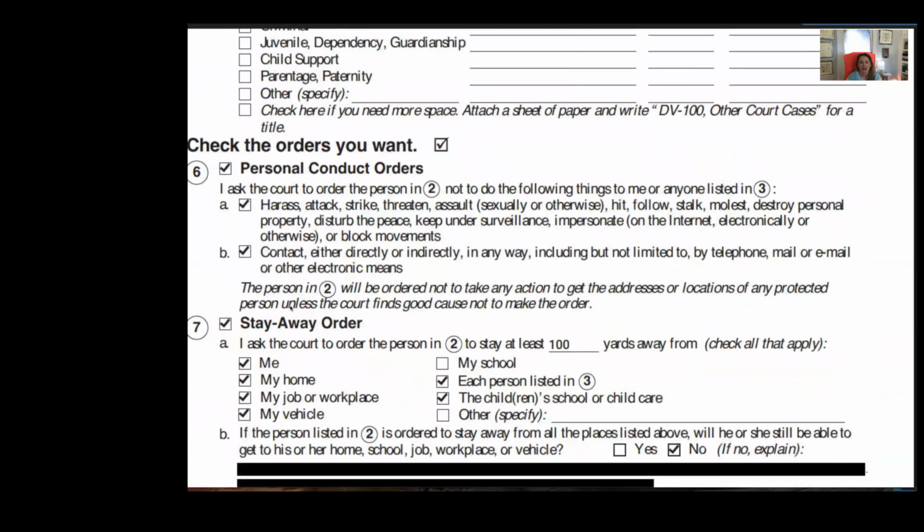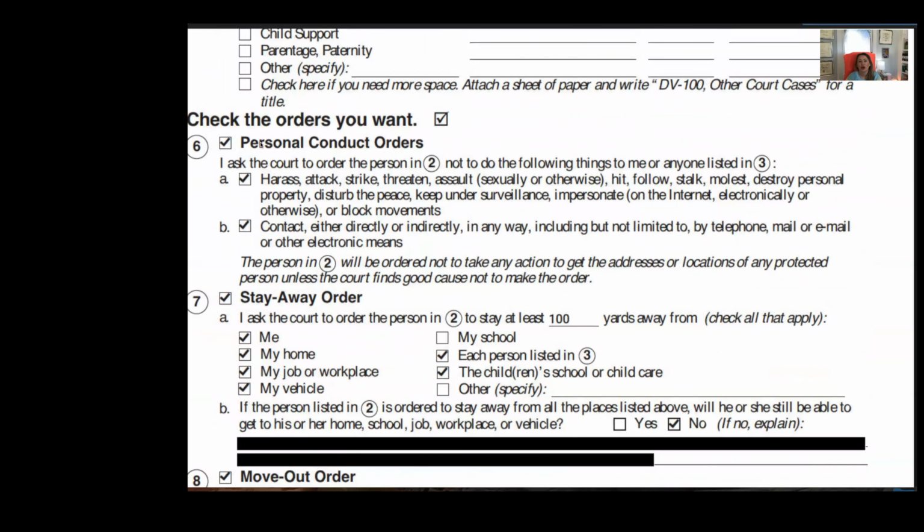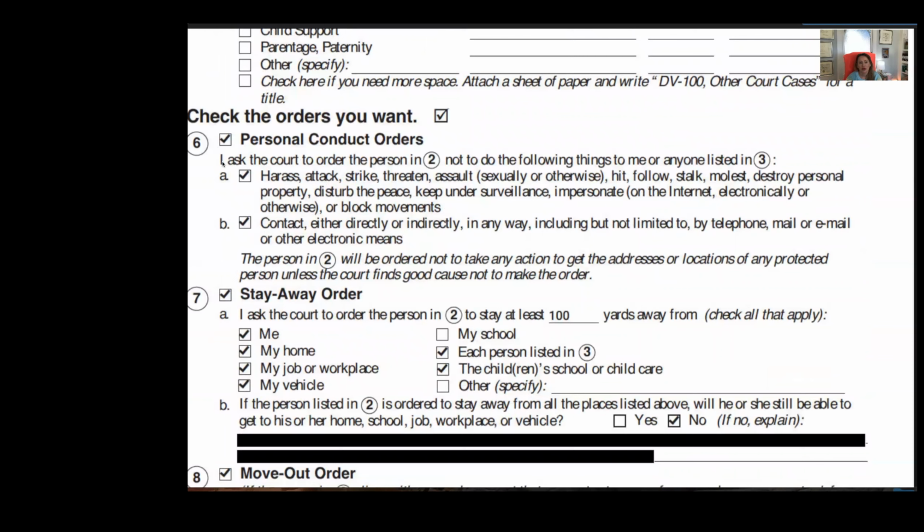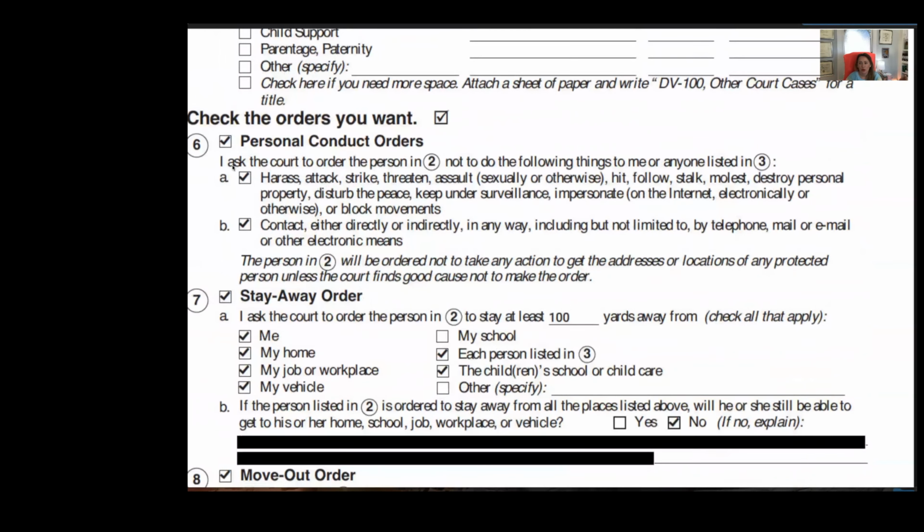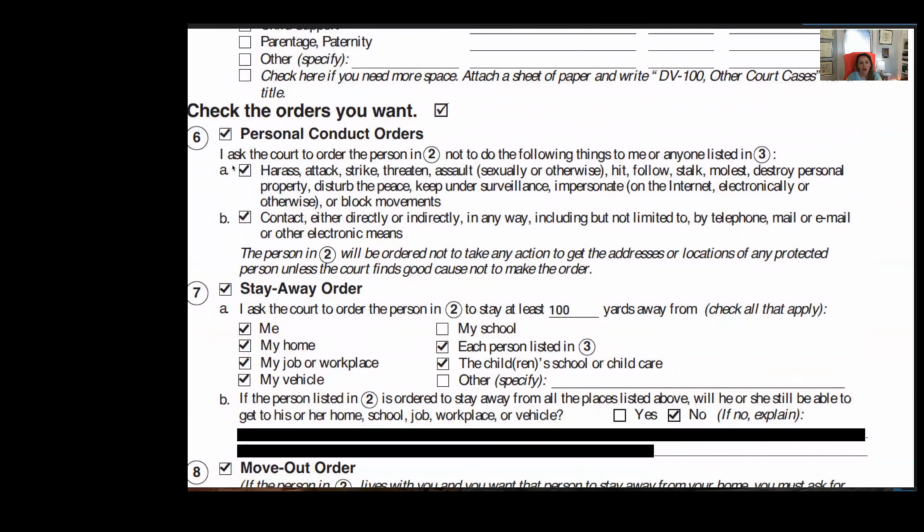In number 6, you are asking what type of personal conduct orders you would like the court to make. And usually that's what the court will check on the order form, DV-110. So you're asking to not harass, attack, strike, threaten, assault, sexually or otherwise, hit, follow, stalk, molest, destroy personal property, disturb the peace, keep under surveillance, impersonate on the internet, electronically, or otherwise, or block movements.